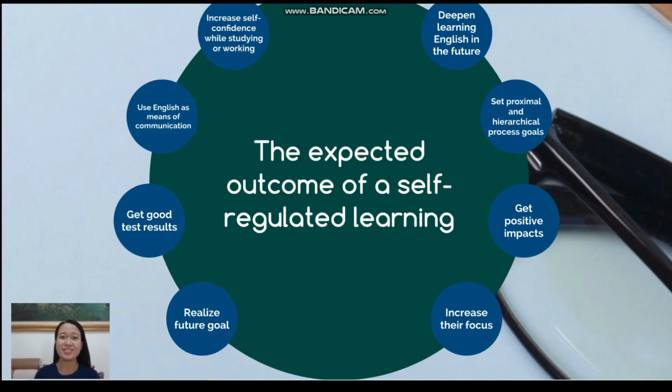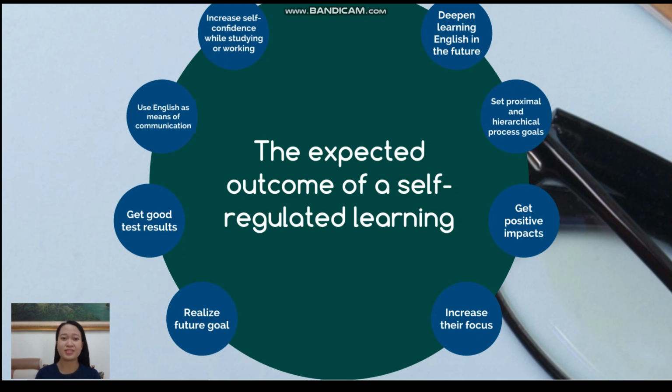Okay, guys, this is the last discussion about our topic today. It's about the expected outcomes of self-regulated learning, such as deepening learning English in the future. Set proximal process goals leading to subsequent stages such as strategic planning, self-efficacy, intrinsic value, and ultimately their future goals. Get positive impacts on the learning process and self-efficacy beliefs.